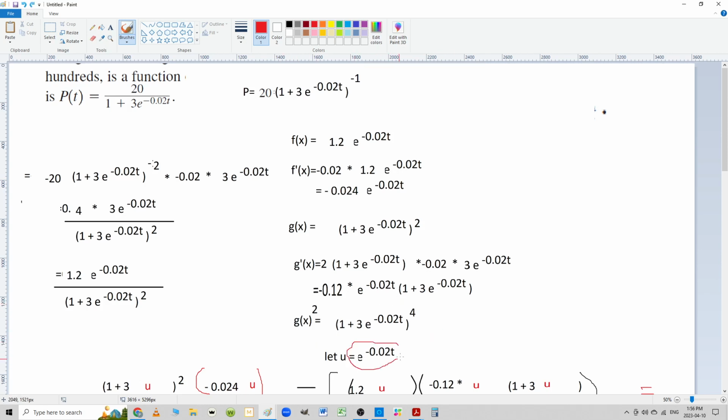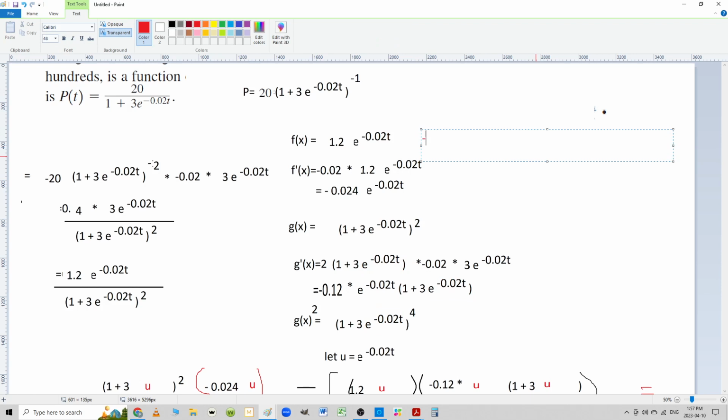Now, it's at this point I'm going to let u equal this. So everywhere we see this, everywhere in all these things, just the e part, I'm going to replace it with u. So if we look very carefully, f of x just becomes this, 1.2 times u. That's a lot easier. f prime of x just becomes this, negative 0.024 times u. A lot easier. g of x just becomes 1 plus u squared. That's a lot easier.